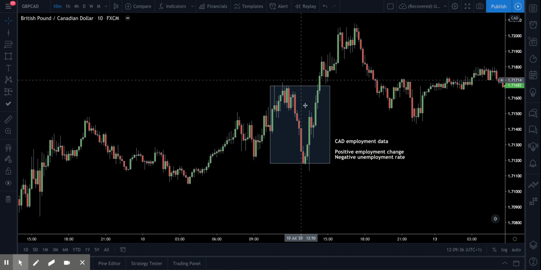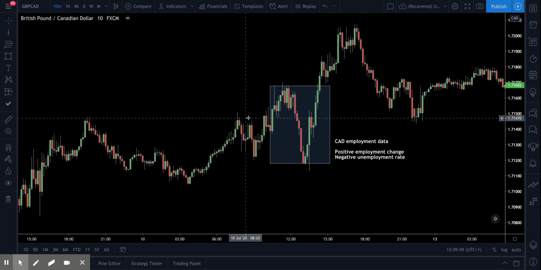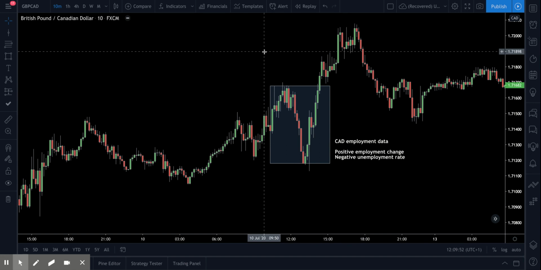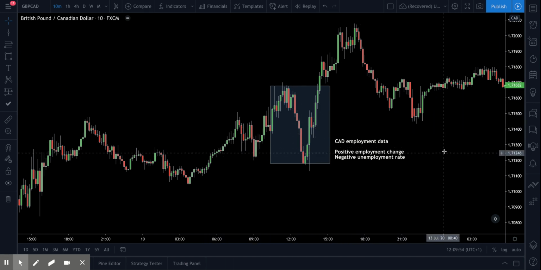So this formed mixed data. We had positive employment change, where Canada gained 952.9 thousand new jobs within that month. On the contrary, though, the unemployment rate didn't actually decrease as much as expected. This data was forecasted at 700,000 new jobs and an unemployment rate of 12%. What actually happened was 952,000 new jobs, but the unemployment rate remained above the forecast at 12.3%.